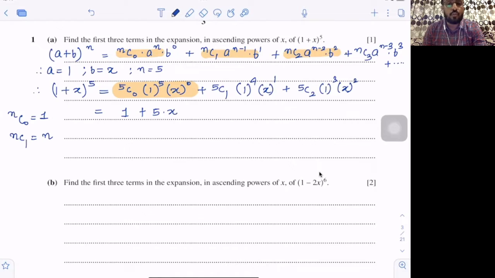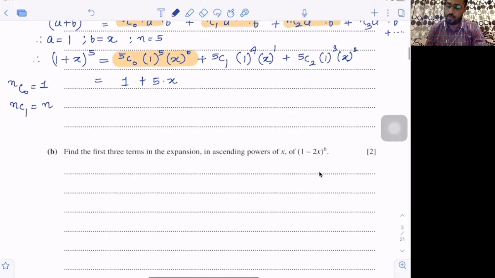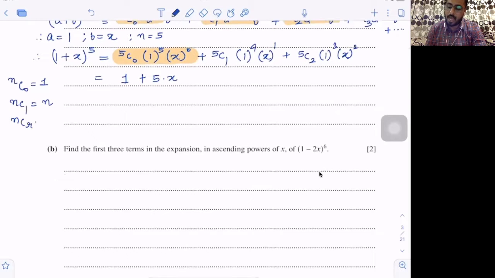Now, the value for 5C2. So if you remember, nCr is n factorial divided by r factorial times n minus r factorial. You can make use of the formula, or you can straight away make use of the calculator and get the answer for 5C2. Now I know that the answer for 5C2 is going to be 10. You can cross check it.